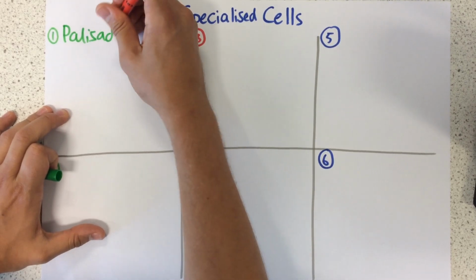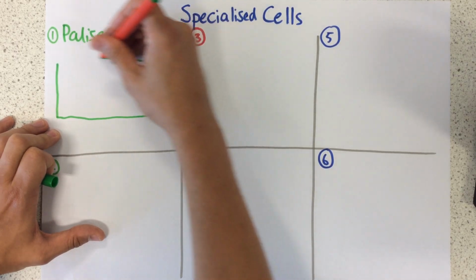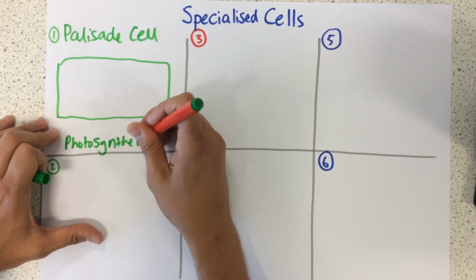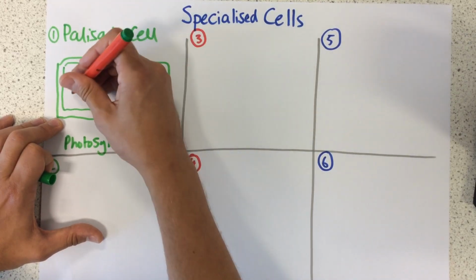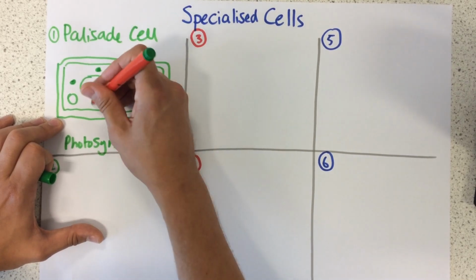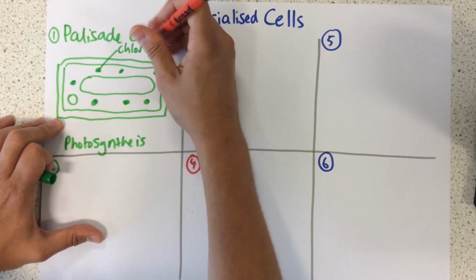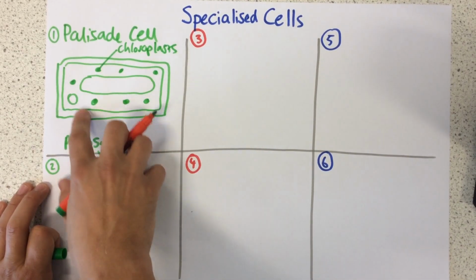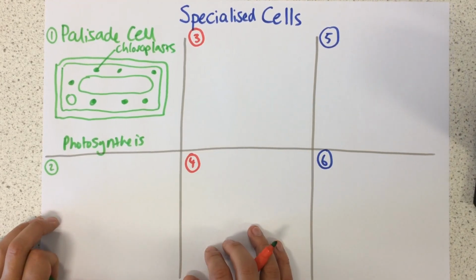The first one is a type of plant cell called a palisade cell. Now, a palisade cell, its main job is for photosynthesis. So remember, that is how a plant makes its own food in the form of glucose. So in order for that to happen, the most important thing about a palisade cell is that it contains these little organelles called chloroplasts. So in a palisade cell, we'll see lots and lots of chloroplasts because they're found in the leaf, and this is the site of photosynthesis where the plant will make its food.